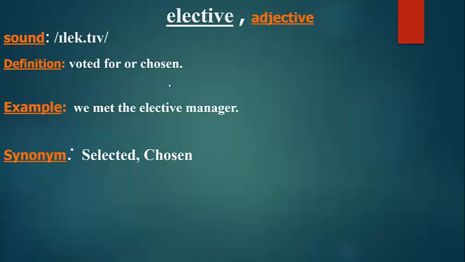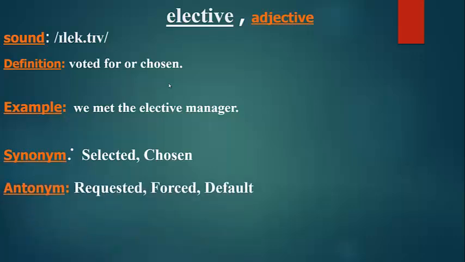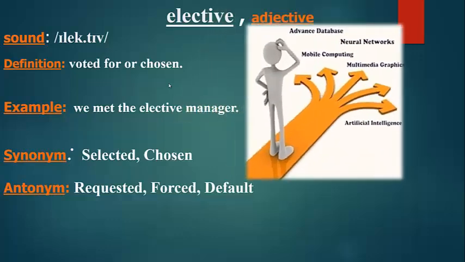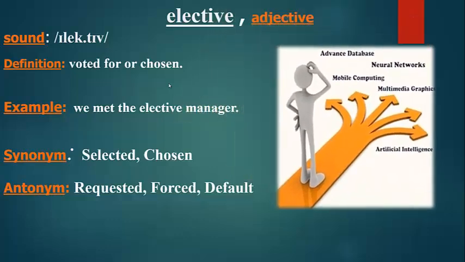Synonym: selected or chosen. Antonym: requested, forced, default. So you don't have the ability to choose or to make a choice, like something obligatory. But elective, you have a complete ability to choose your way. Like if you look at this picture, advanced database, he has different branches and different fields to go through. So he is able to make his own choice and decision. Elective.